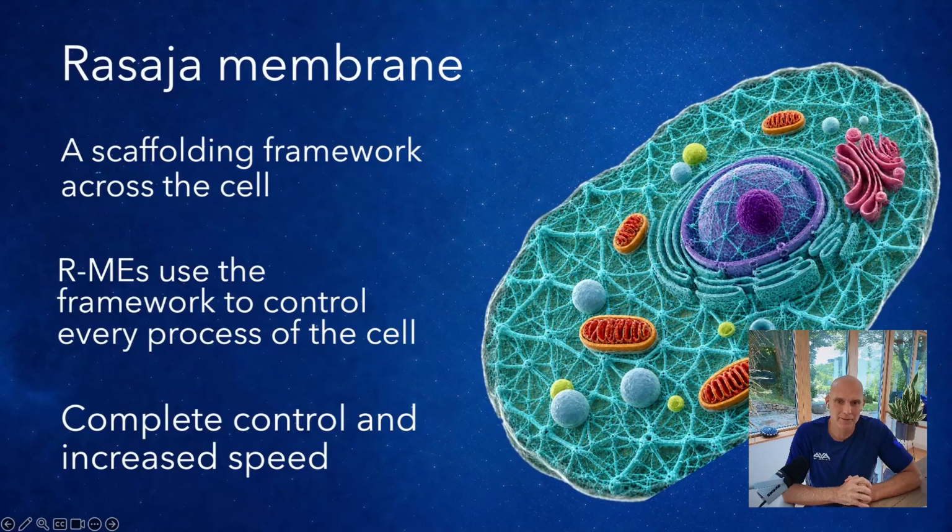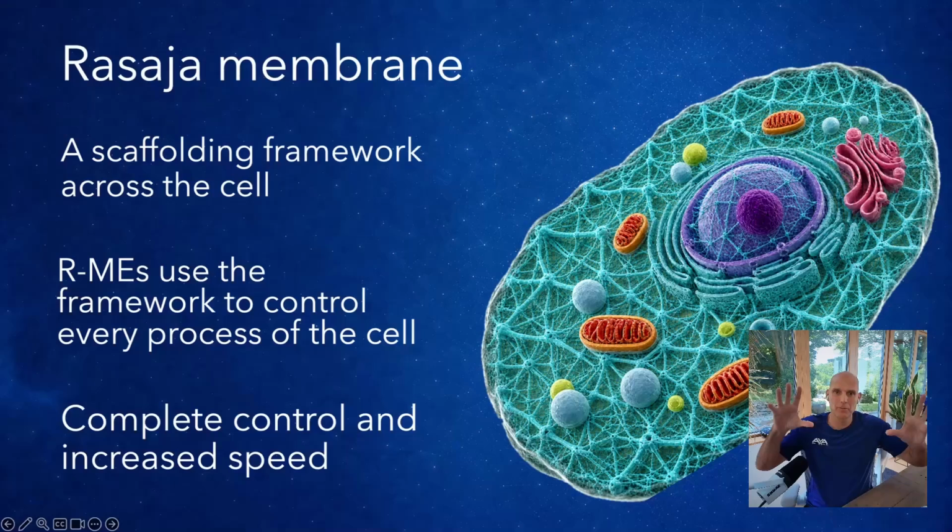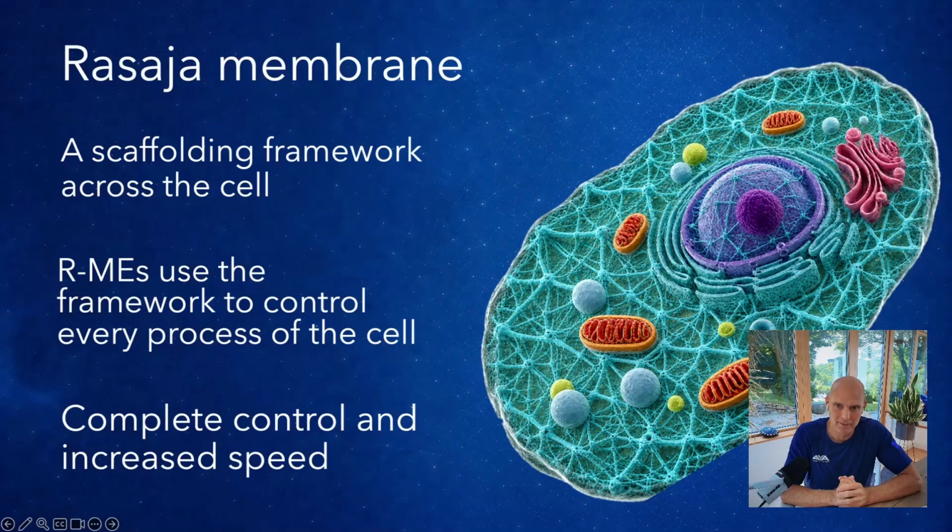Using that framework, the Rasaja magnetic enzyme, or Rasaja ME, can actually control every process going on in the cell. It can move everything where it wants. It can increase the speed of healing by doing that. It can move things at lightning speed everywhere, molecules, magnetic enzymes. It can do all that, and it can basically take full control over everything in a cell.